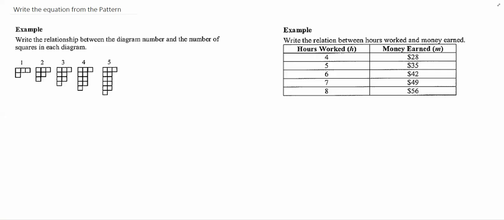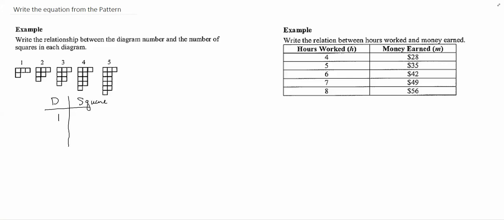Now we are going to pick up some of the concepts we learned from our last lesson. Here we've got an example that has a diagram, and we have a number of squares in each diagram. So let's create a table of values from our diagram, from our images. We have the diagram number and the number of squares.